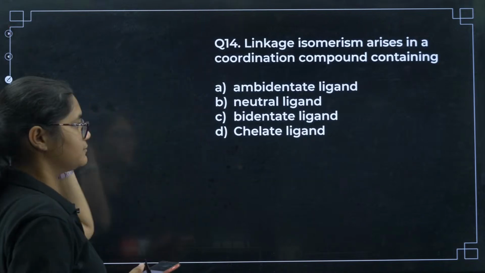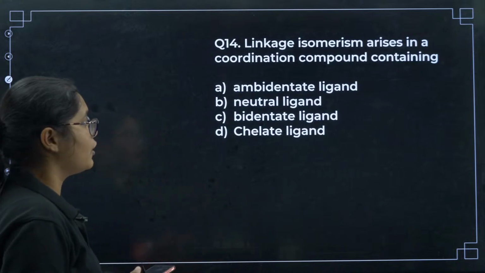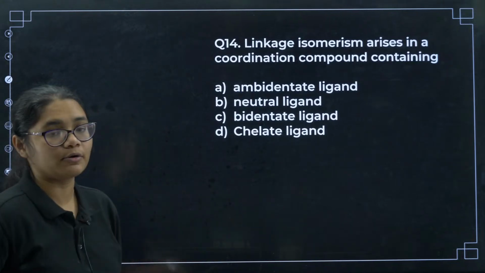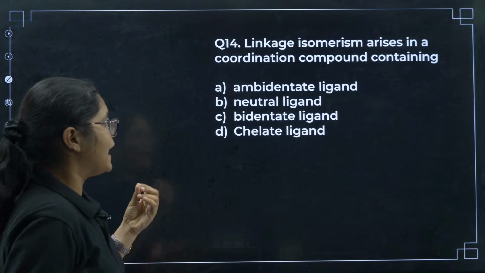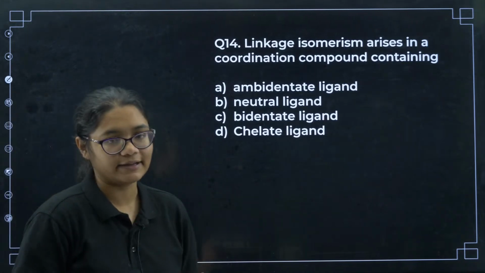Next, moving to question number 14. So this is very simple. Linkage isomerism arises in a coordination compound containing which type of ligand? Ambidentate ligand, neutral ligand, bidentate ligand, or chelating ligand.